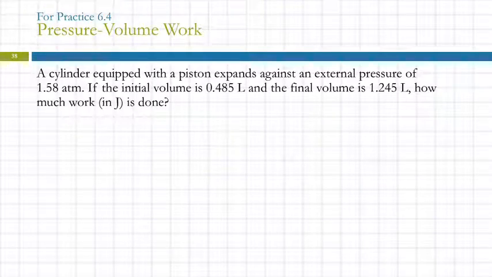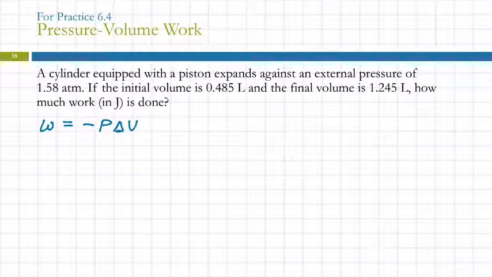So we can do an example here. A cylinder equipped with a piston expands against an external pressure of 1.58 atmospheres. If the initial volume is 0.485 liters and the final volume is 1.245 liters, how much work in joules is done? Well, they're asking us to calculate work. They're giving us a pressure and a change in volume. So work equals negative P delta V.